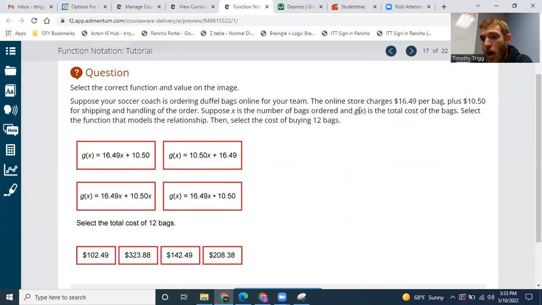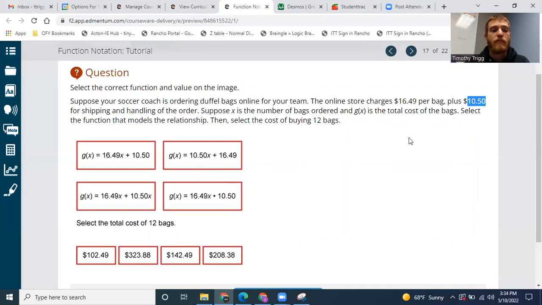Now, G of X is the cost. Notice it's $16.49 per bag. So $16.49 times the number of bags. Whenever you see like per this, that means that amount is getting multiplied for each something, right? So $16.49 times the number of bags.